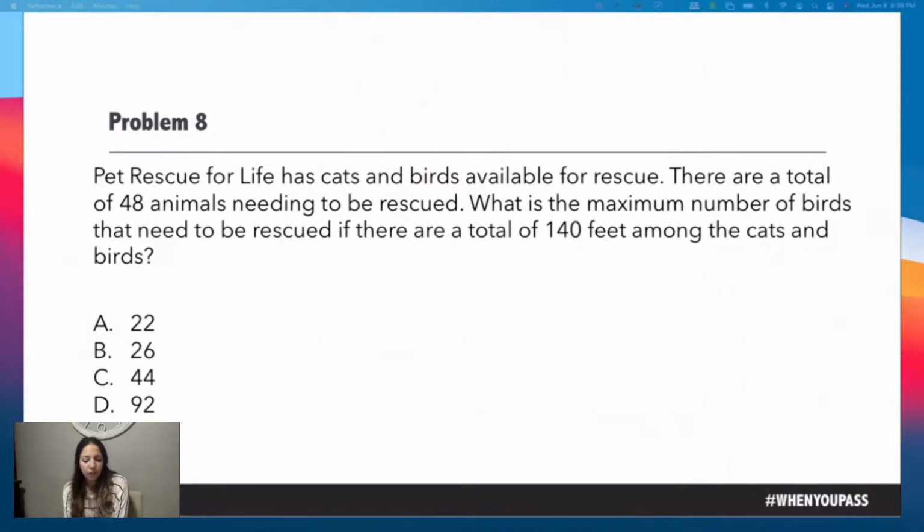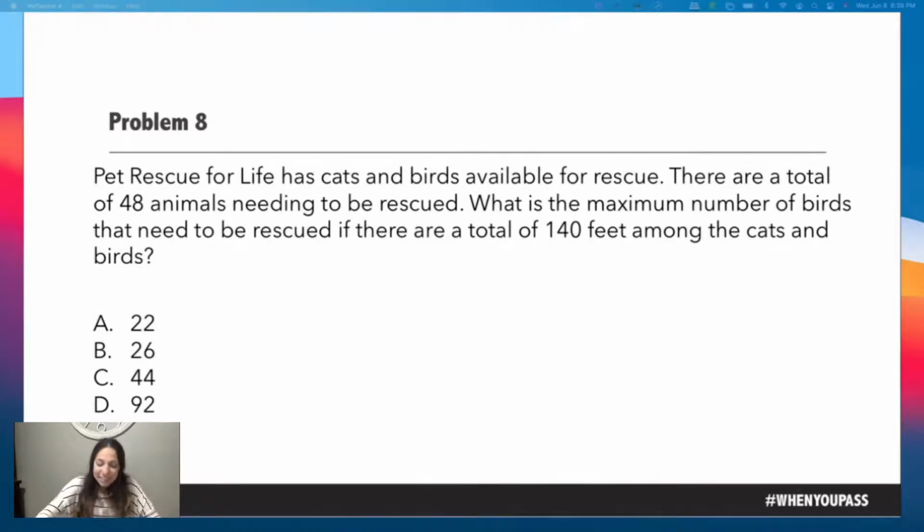Pet Rescue for Life has cats and birds available for rescue. There are a total of 48 animals needing to be rescued. What is the maximum number of birds that need to be rescued if there are a total of 140 feet among the cats and the birds?